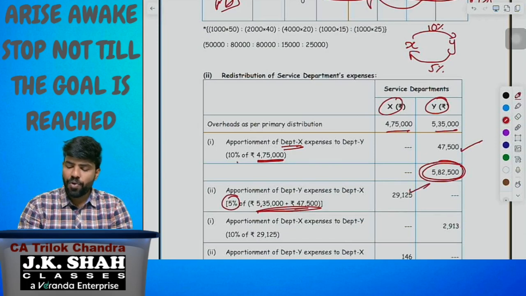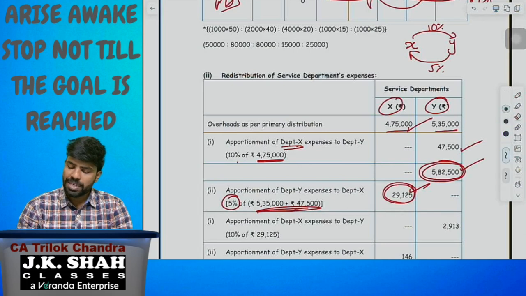Now this 4,75,000 is already apportioned. 5,82,500 is also already apportioned. Now we have to apportion from 29,125. Just now we apportioned 29,125. Now out of 29,125, we have to apportion.